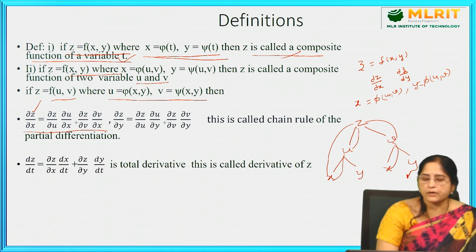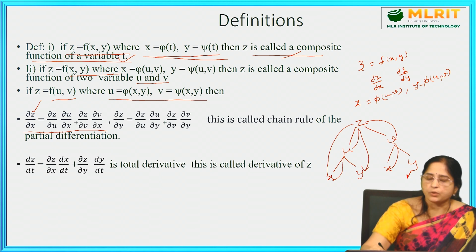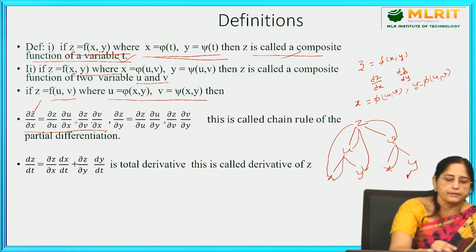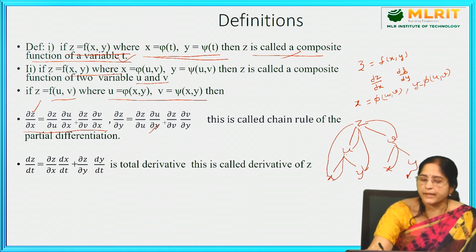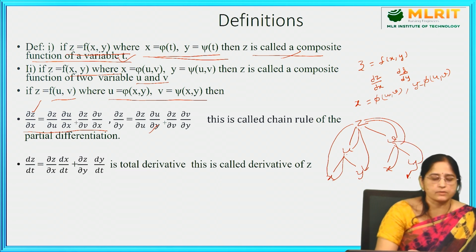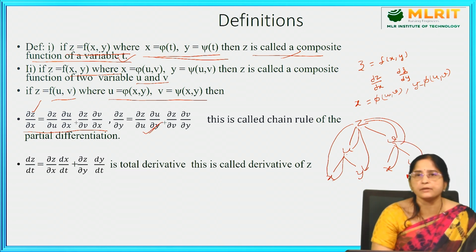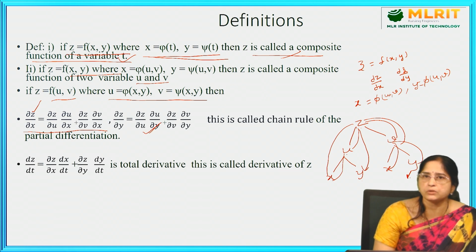Similarly, you can find dou z by dou y. If you want to calculate dou z by dou y, it is dou z by dou u into dou u by dou y, plus dou z by dou v into dou v by dou y. So this is the formula for the chain rule for a function of two variables.